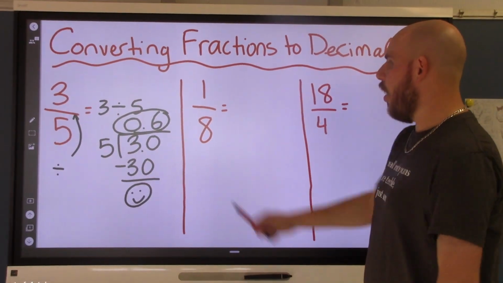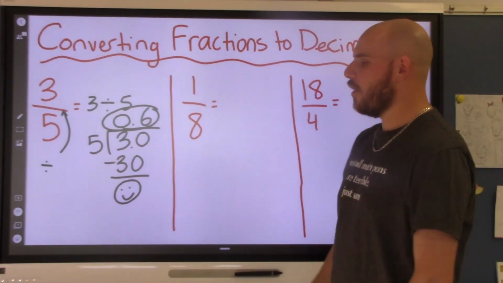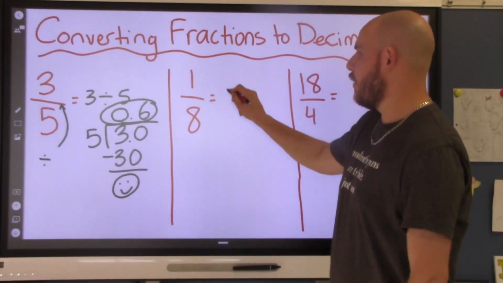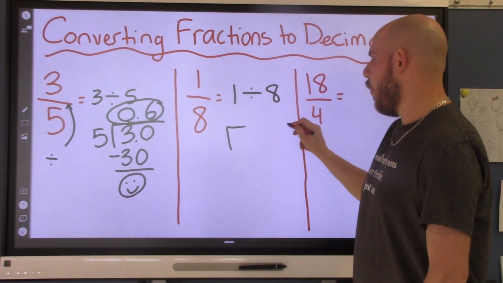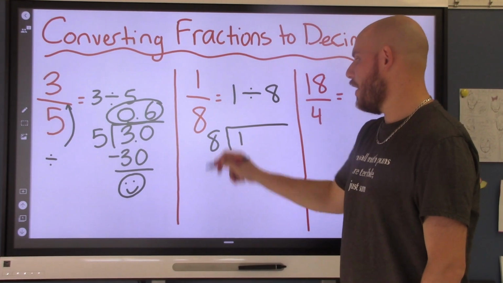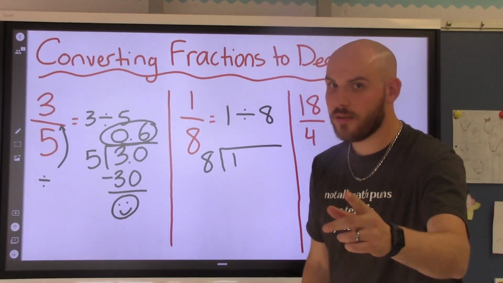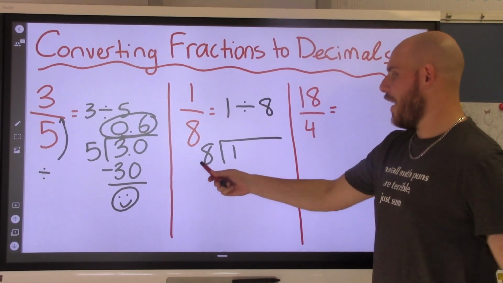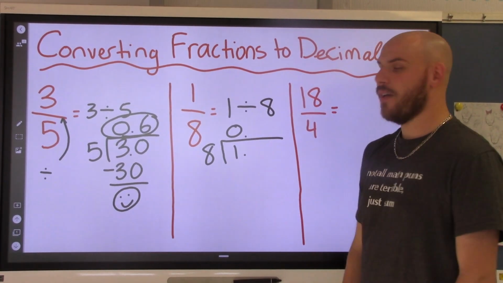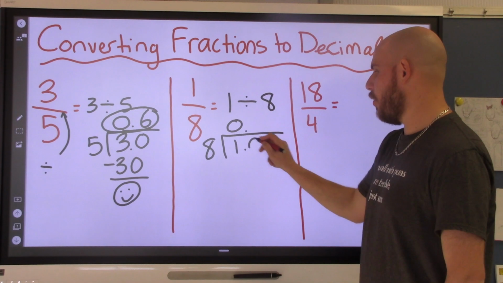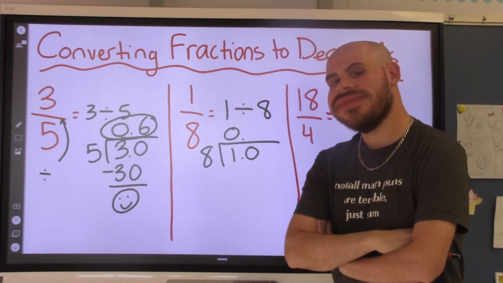Crazy. On to the next one, 1/8. We're going to do this one a little quicker now. So this is 1 divided by 8. So we put the 1 on the inside, 8 on the outside. You following? So 8 does not go into 1, so we put a 0. And then we add our decimal. Put a 0 here. How many times does 8 go into 10?